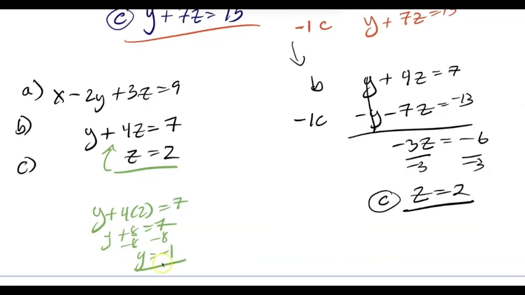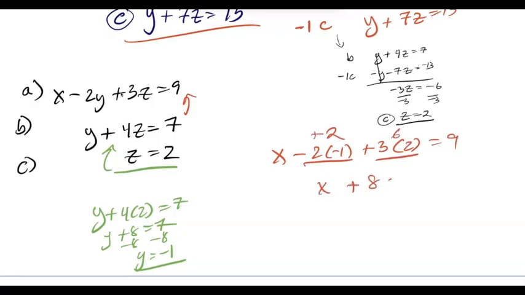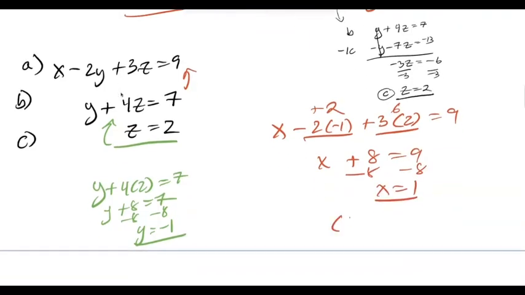So now we have z and y. We're going to plug both of those into our top equation here. We're going to plug them all into there. We're going to have x minus 2 times -1 plus 3 times 2 equals 9. We're going to simplify. That's a 2. That's a 6. We get x, positive 2 I should say, plus 8 equals 9. Minus 8, minus 8. X equals 1. Now we have all the things we need. X goes first, then y, and then z.